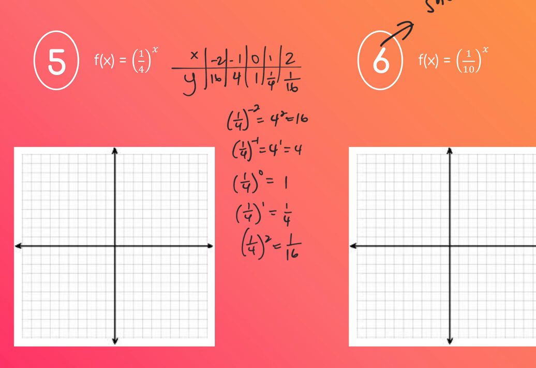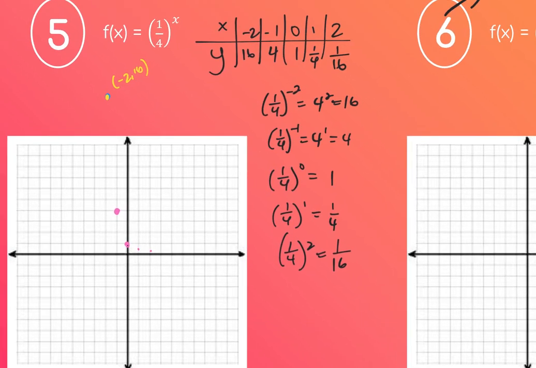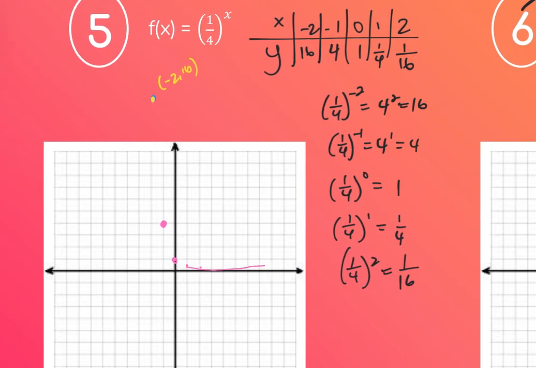-2, 16, all the way up here somewhere. I'm just going to plot it and label it instead of going all the way up to 16. If you go by 2s, it makes it really hard to do 1/4 and 1/16. So I would just plot it and label it. -1, 4, 0, 1, 1, 1/4, 2, 1/16. It doesn't have to be perfect.